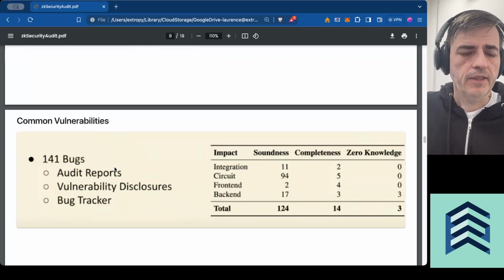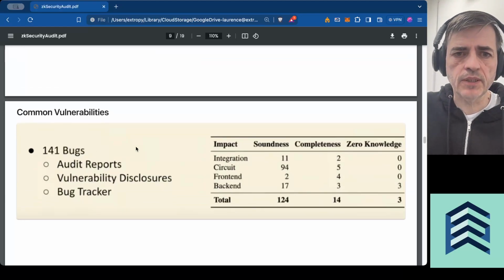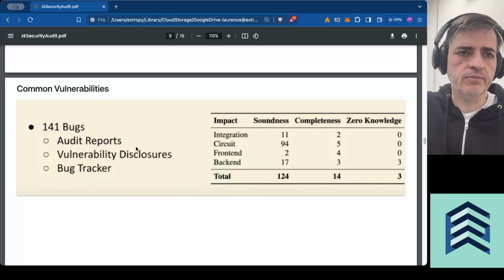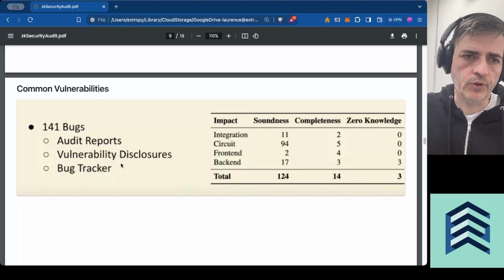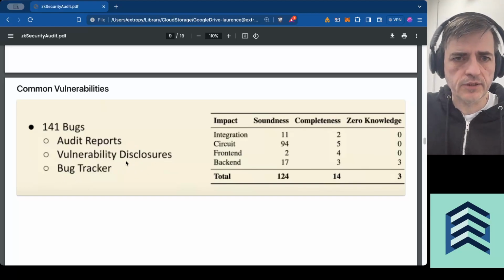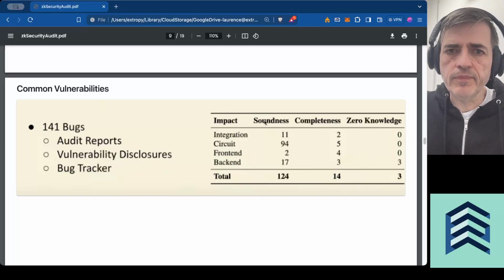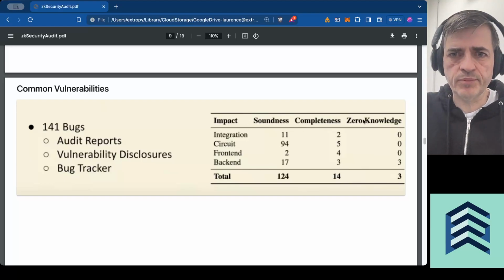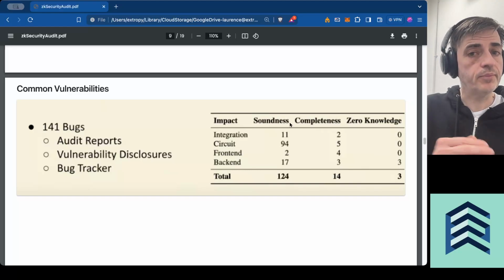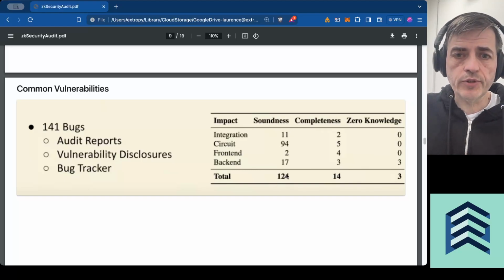Okay. Now, where do we get problems? Well, this table is of a number of bugs that were found. They came from different places. You can see the audit reports, bug trackers, and disclosures. So you can break them down. If you look at the types of problems we see, what they broke, the majority of them have broken soundness. Some broke completeness, some broke zero knowledge.